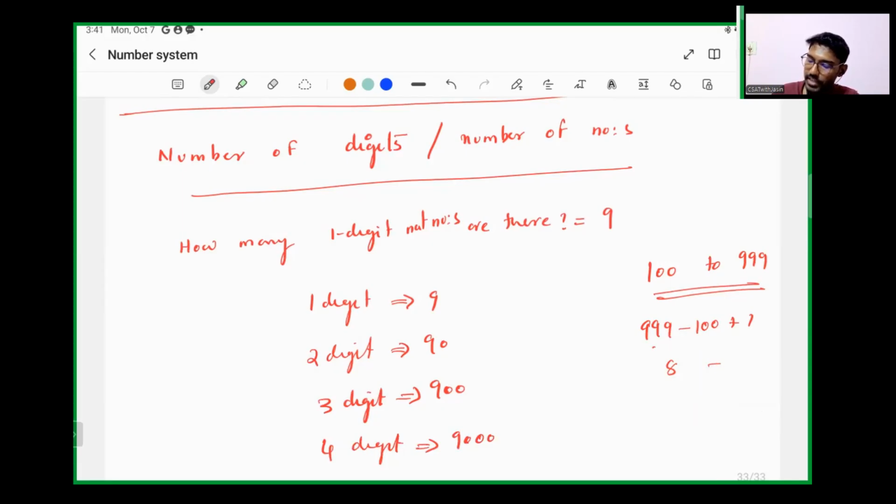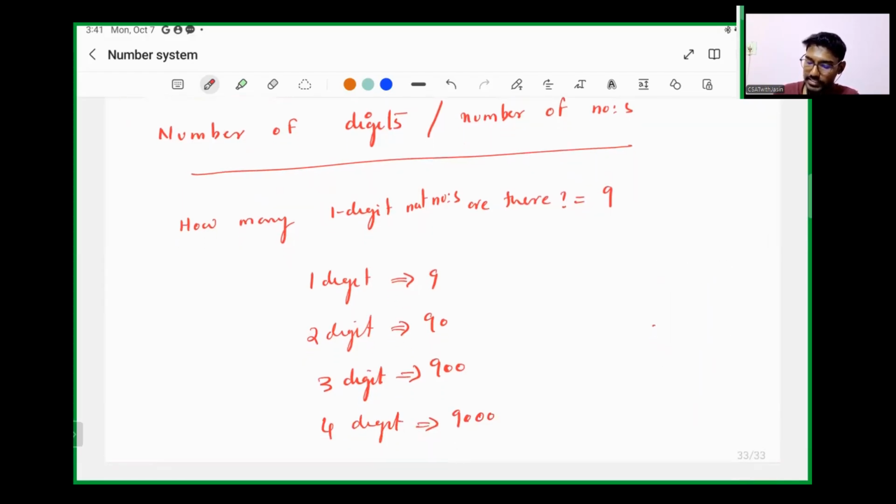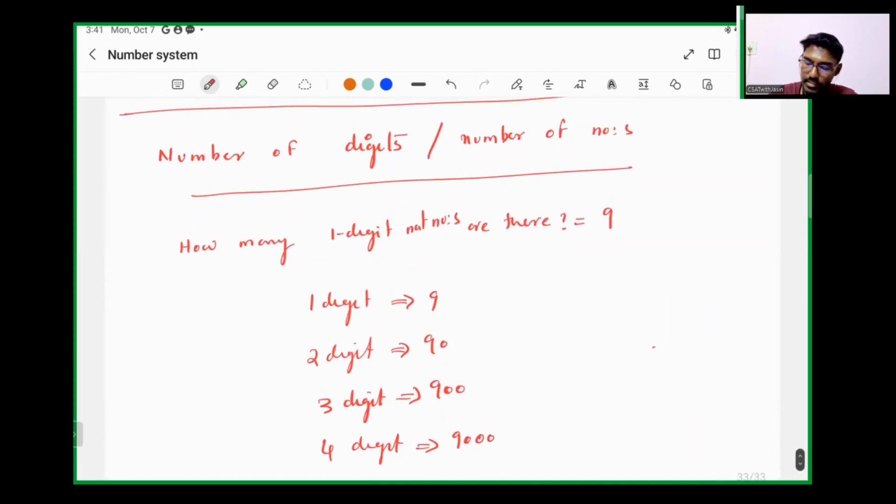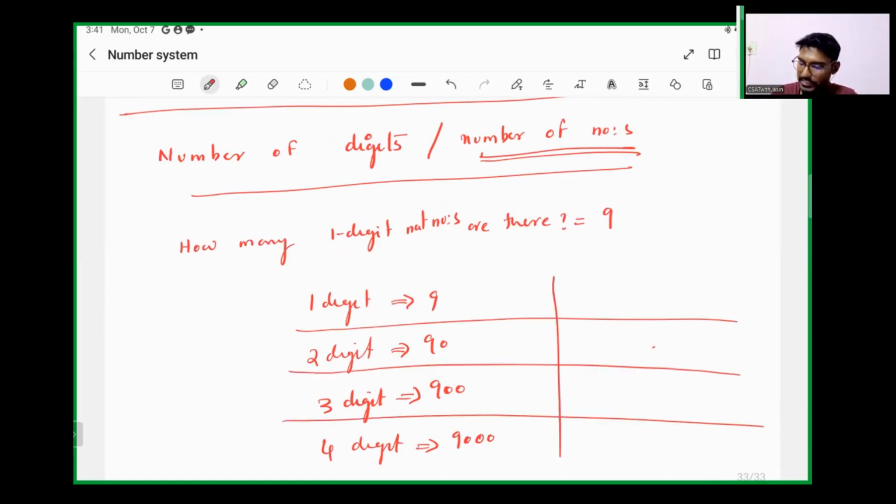Now, what we have calculated here is number of numbers. That means how many one-digit numbers are there? How many two-digit numbers are there? How many three-digit numbers are there? How many four-digit numbers are there? So we calculated the number of numbers. Now we need to calculate the number of digits.